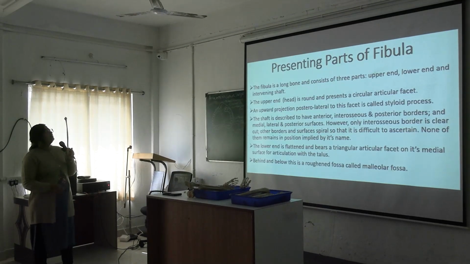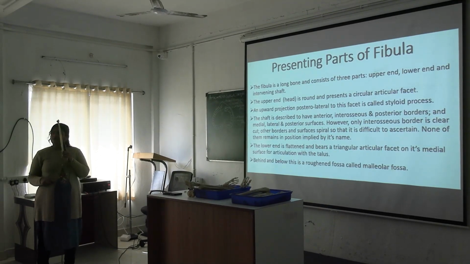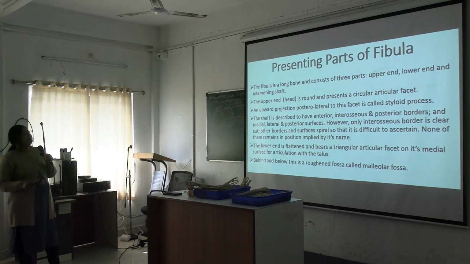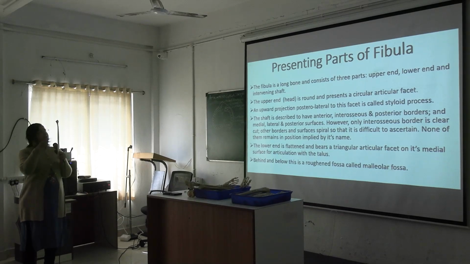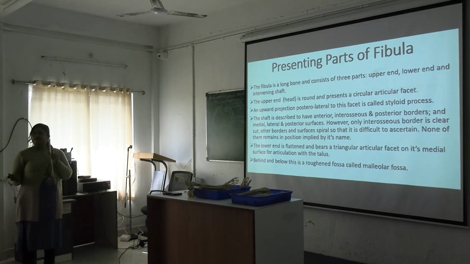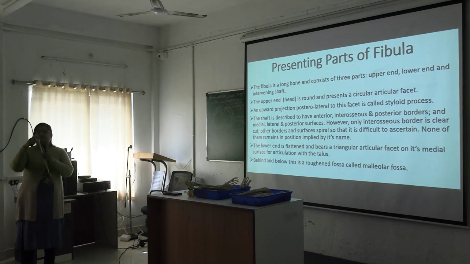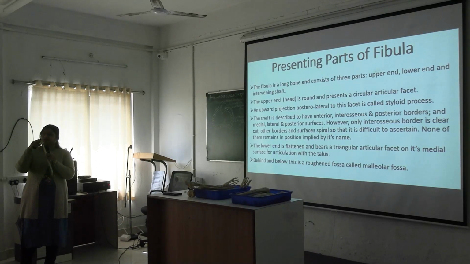Okay, and you can see the head of the fibula articulates with the lateral condyle of the tibia. So what are the presenting parts of the fibula? The fibula is a long bone, and it consists of three parts: upper end, lower end, and the intervening shaft. The upper end or head is round and presents a circular articular facet which articulates with the tibia. Okay, an upward projection is located posterolateral to this facet, and this is called the styloid process. You can see it at the upper end, this is the styloid process of the fibula.